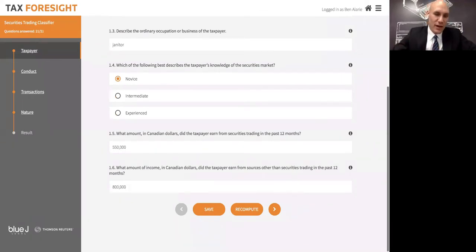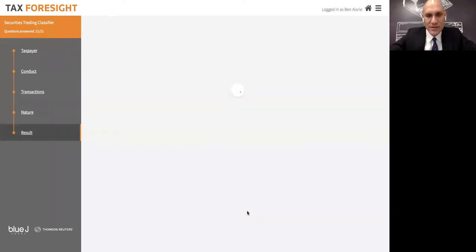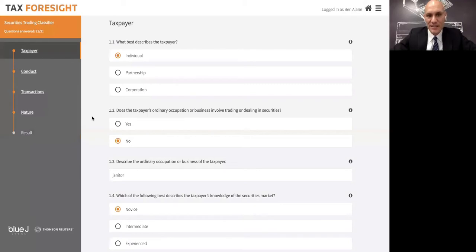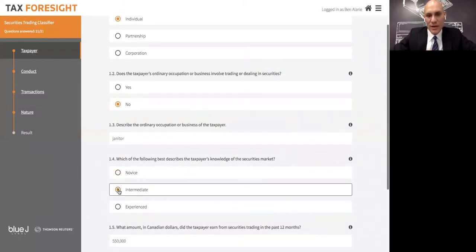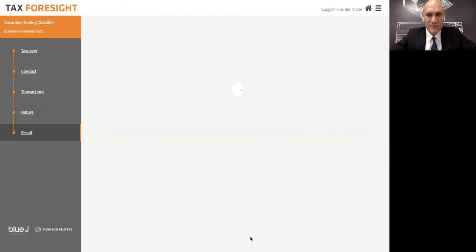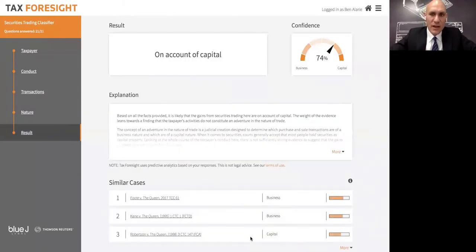What if we have a janitor, I don't know if this is realistic, who makes $800,000 a year? What does that income do? How does that influence the result? Does it influence it very much? No, not really. So it's not the income factor, at least not in these circumstances, that's driving this outcome. What if we say intermediate? And what if we say, I don't know, $100,000, or maybe let's change it to $150,000. What's this doing? Okay, on account of capital.